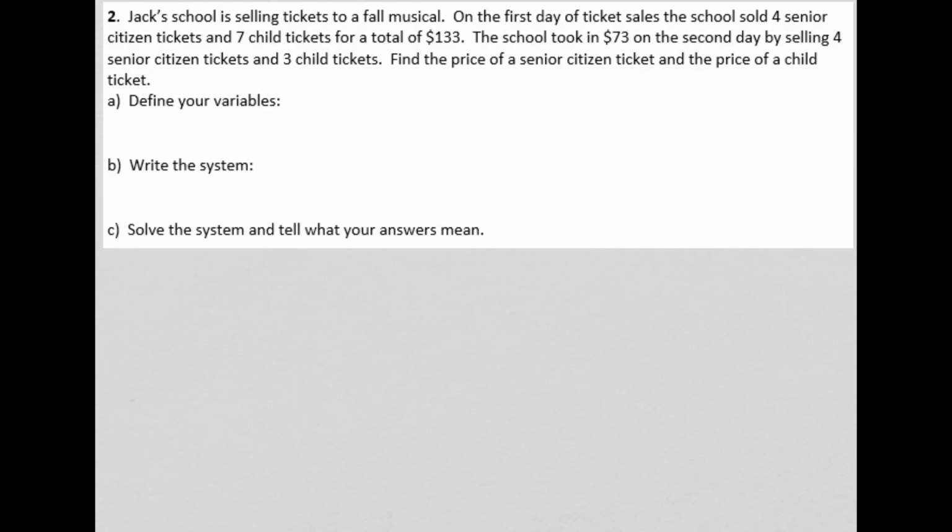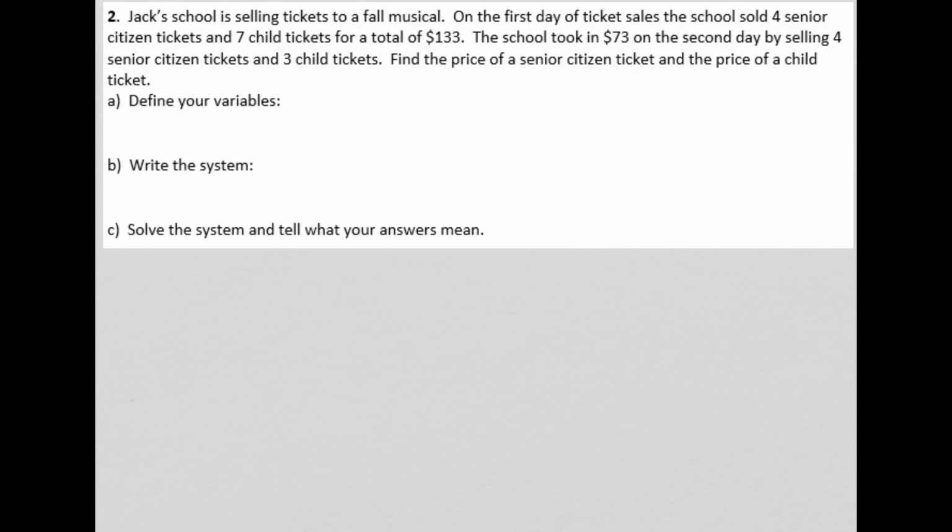Okay, Jack is selling tickets to a fall musical. On the first day of the ticket sales, the school sold 4 senior tickets and 7 child tickets for a total of $133. The school took in $73 on the second day by selling 4 senior citizen tickets and 3 child tickets. Now we want to figure out how much these senior citizens are paying and what it costs for a child to go.